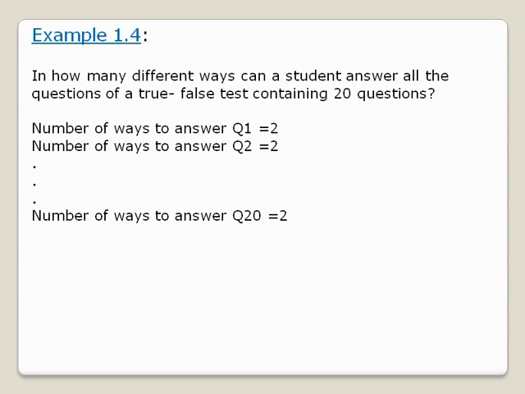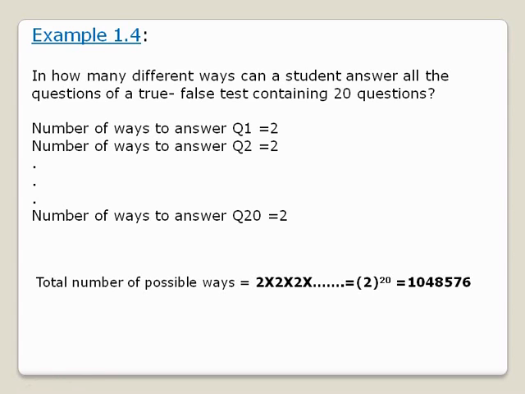Next example. How many different ways can a student answer all the questions of a true-false test containing 20 questions? These questions contain only 2 answers. They will be either true or false, which means there are 2 ways to answer question 1, there are 2 ways to answer question 2, and likewise there are 2 ways to answer question number 20, which means the total number of possible answers will be 2 times 2 times 2 up to 20 times, so 2 to the power 20. So that will be the total number of possible answers that the student can come up with.